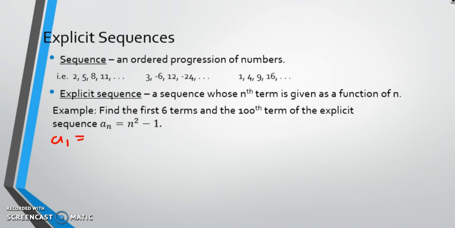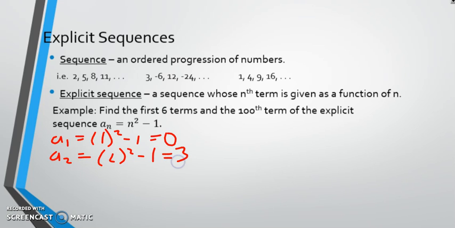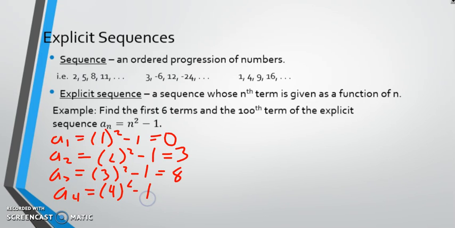And then if you plug in 1 squared minus 1, when you evaluate this, you just get 0. So now I know that the first number in this pattern is 0. If I want to find the second term, then I'm going to plug in 2. So whichever number you're interested in, that's what you plug in for n. So the second term, now I have 2 squared, which is 4, minus 1 is 3. And I'm just going to keep repeating this process. So the third term is 3 squared minus 1. And then the fourth term is 4 squared minus 1.